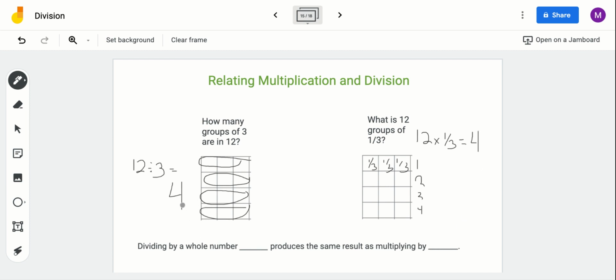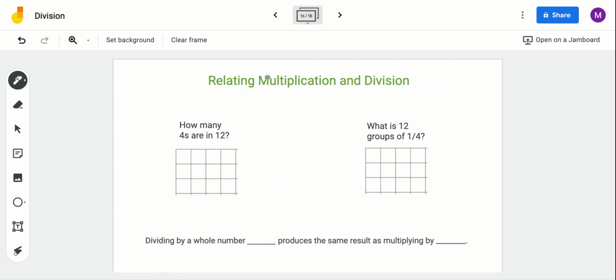So dividing a whole number by 3, we divided 12 by 3 and we got 4, produces the same result as multiplying by 1/3. 12 divided by 3 equals 4. 12 times 1/3 also equals 4. So dividing by 3 is the same as multiplying by 1/3. All right, let's try this again. Let's check this out in another problem.